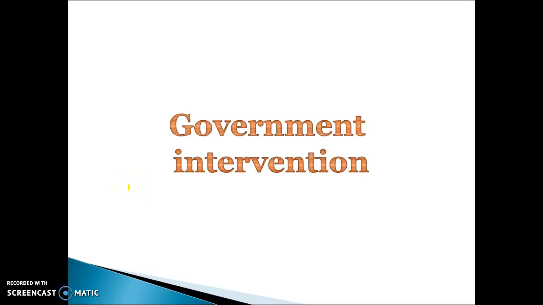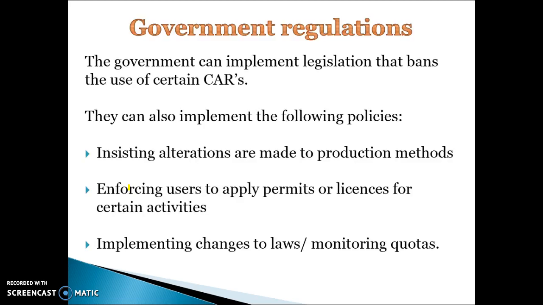In this video, we're going to be looking at how the government can intervene to try and solve some of these issues associated with common access resources. So the first type is government regulations. So we're talking about other things other than tax designed to try and reduce the overuse of common access resources.